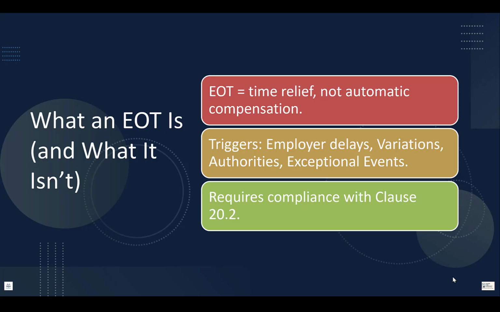4. Unforeseeable shortages of personnel or goods caused by epidemic or government actions. Or number 5, delay, impediment, or prevention attributable to the employer's personnel, or employer's other contractors. But entitlement is only activated when the contractor follows clause 20.2 by giving 28-day notice, detailed particulars, proof of critical path impact, and evidence showing cause and effect. Okay?